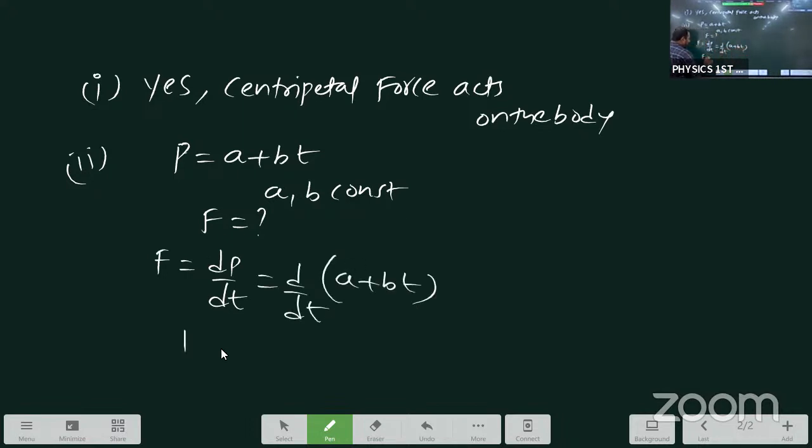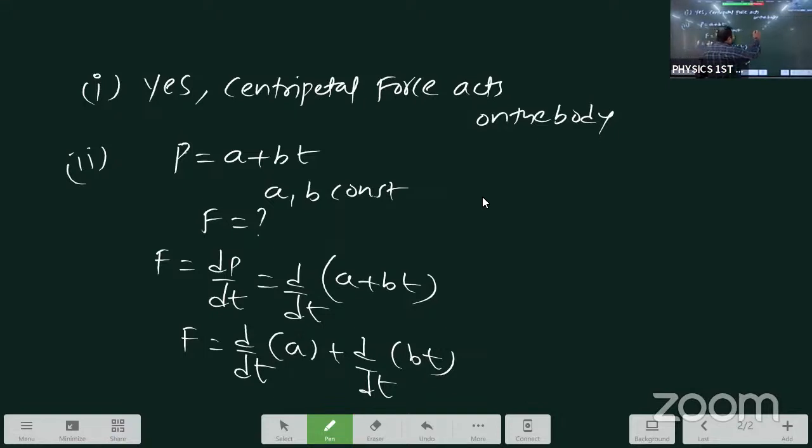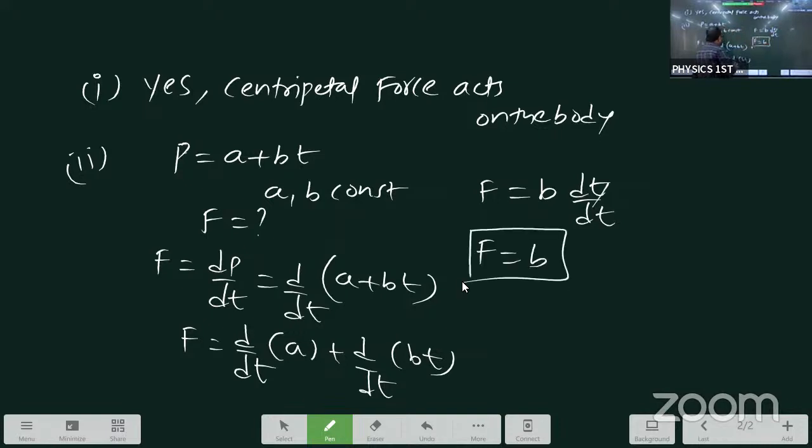We write like this: one term is A, one term is BT. A is a constant, and as I said just now, when we differentiate a constant, it is 0. Here a constant with a variable term is there, that's why we write B into dt by dt. Obviously dt by dt is 1, so F equals B. This is the answer for that problem. Overall, Newton's second law with special case and problem.